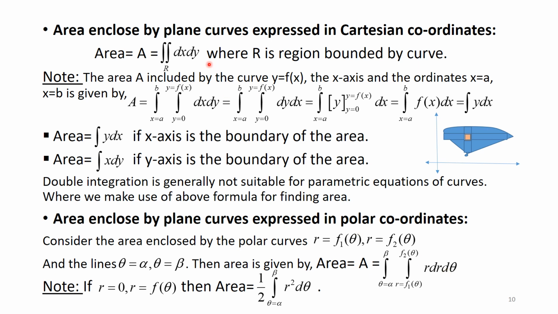Same as our function in Cartesian system, dx dy is replaced in terms of r dr d theta, x and y are replaced in terms of r cos theta, r sin theta. So the formula for area in terms of polar form is r dr d theta, where r varies from f1 to f2 and theta varies from alpha to beta. If we are considering the sector from r equal to 0 to r equal to f of theta, then see this inside integral part, which varies from r equal to 0 to f of theta. Hence integral of r is r square by 2.